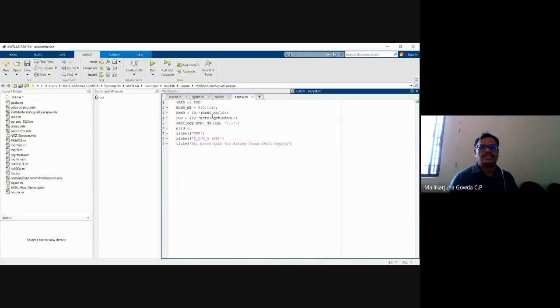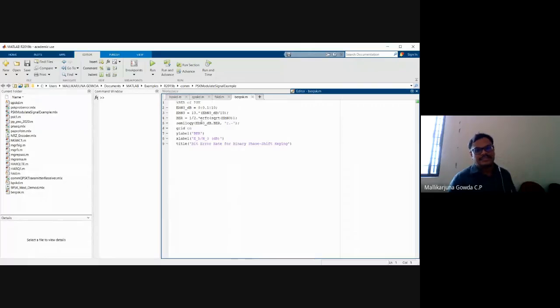So here I have taken that in terms of complementary error function. First I'm just defining the x-axis range, Eb/N0, in terms of dB. I'm taking 0 to 10 in steps of 0.1. I hope you all understand how to define the scale, right?